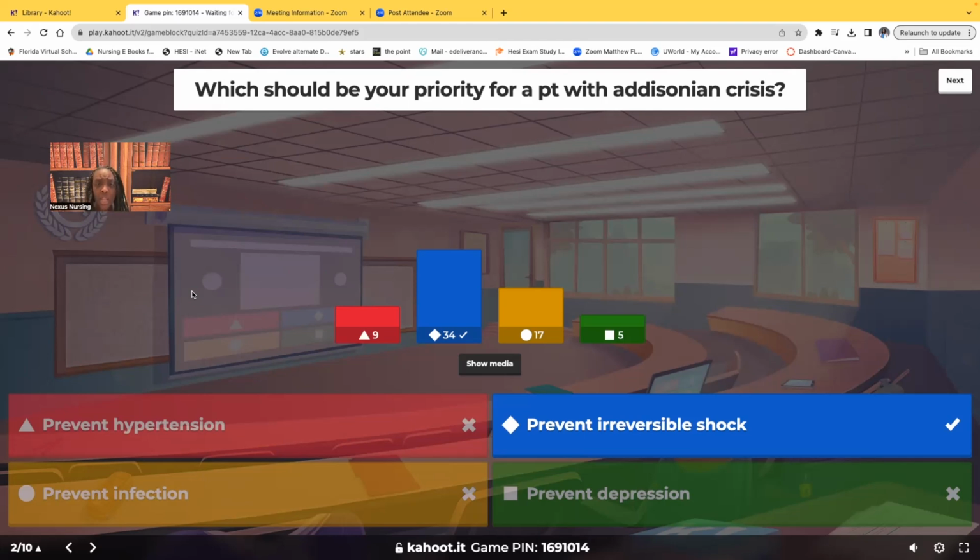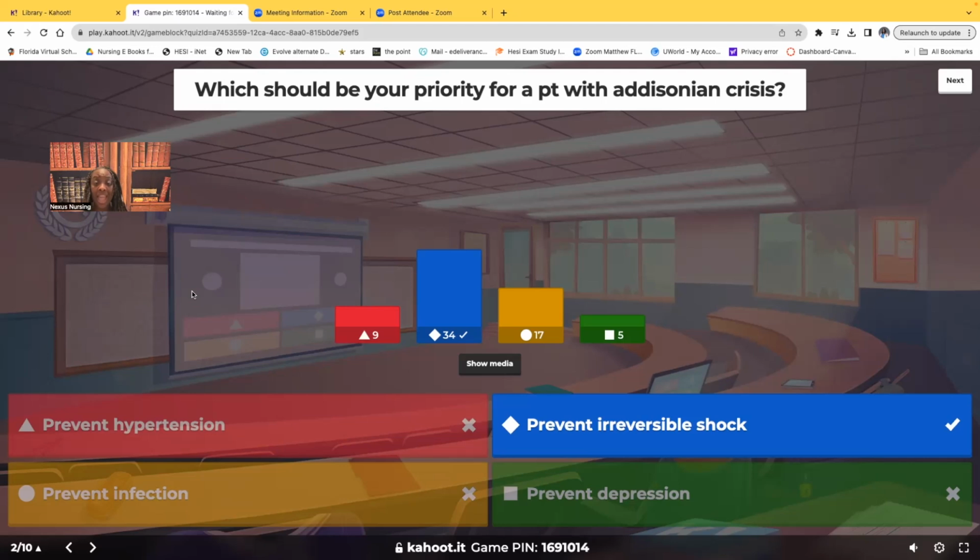So that couldn't be the answer. Preventing infection between that patient getting an infection and irreversible shock. What's going to kill them fastest? Irreversible shock. Now, them getting an infection, that can cause them to need more of the glucocorticoids, more of the steroids. However, a priority is going to be irreversible shock. And of course, preventing depression. We never want our patient to have depression, but guess what? That's not going to kill you as fast as irreversible shock.